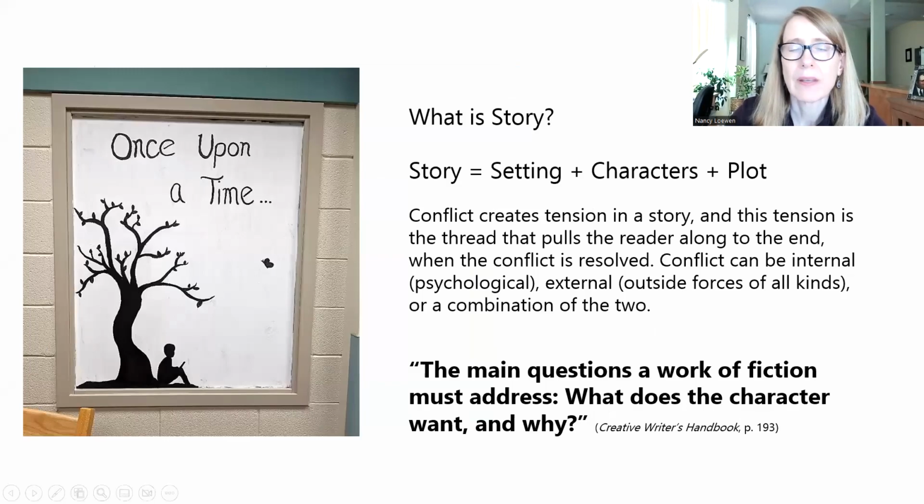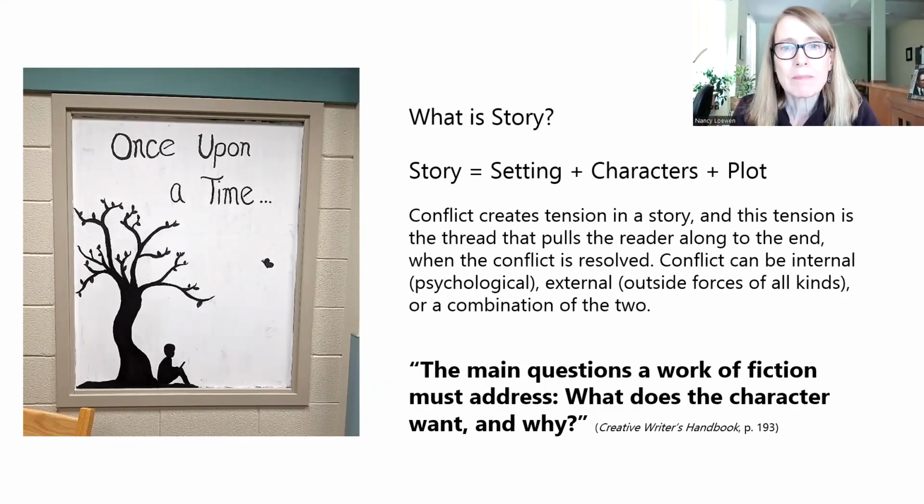All right. So we're going to start out with the basics, right? What is story? There are three main elements that we need to have a story. We need setting. That seems kind of obvious, right? Things have to take place in a certain location. We need characters and we need things that happen. But you can have all of those elements and that's still not quite a story.